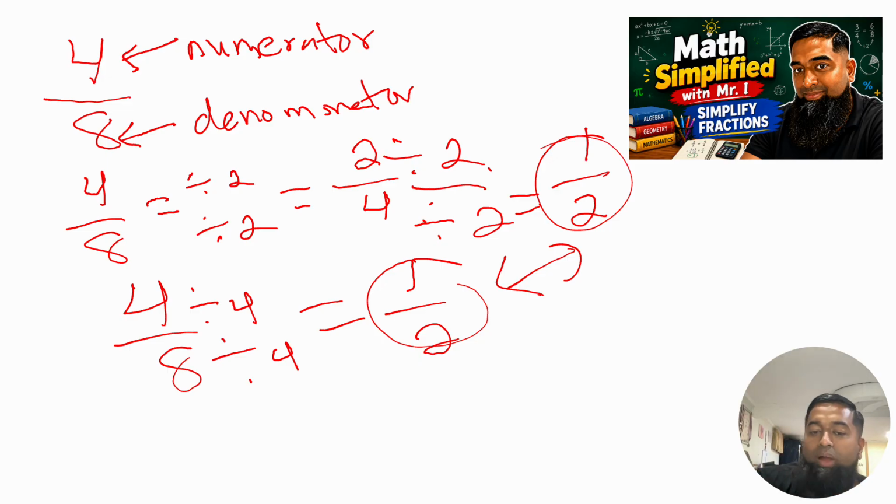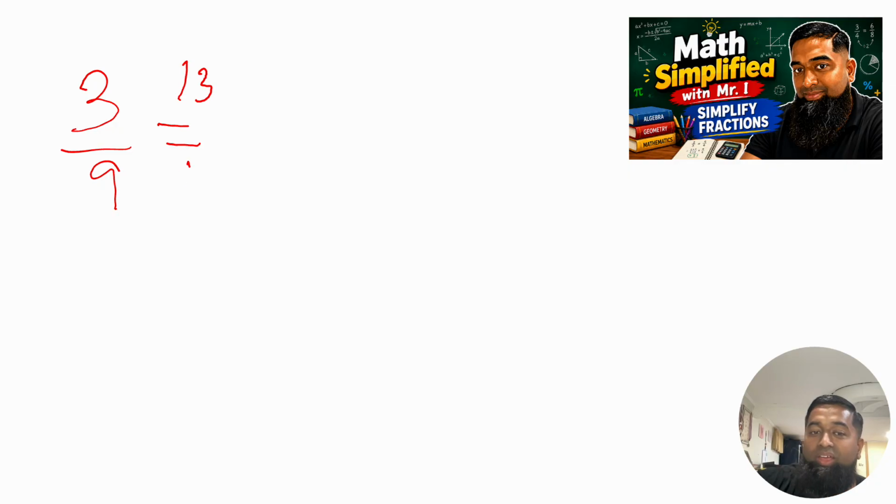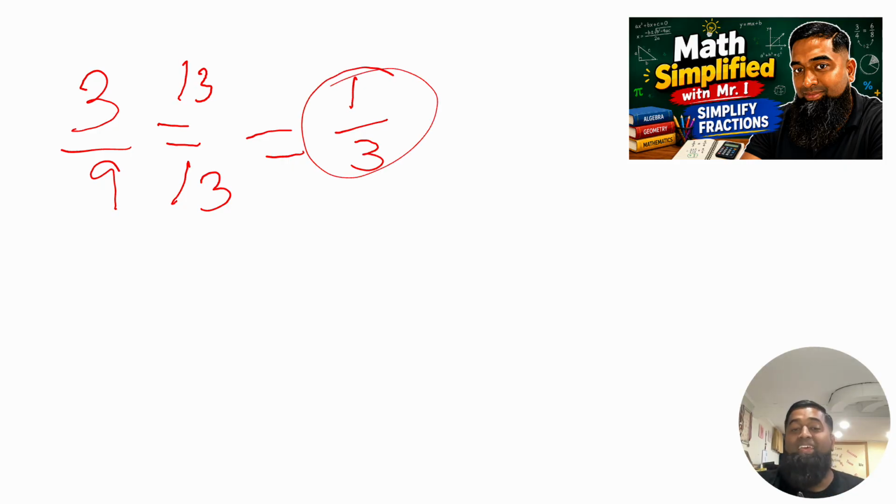I'm going to do one more problem real quick to see if you understood what I was talking about. So let's say we have 3 over 9. Pause the video, go ahead and do it yourself. Okay, unpause. So if you think about it, one number goes on top and the bottom. If you said 3, you're right. So if you divide this by 3 and divide this by 3, what do you get? 3 divided by 3 is 1. 9 divided by 3 is 3. It's 1/3.